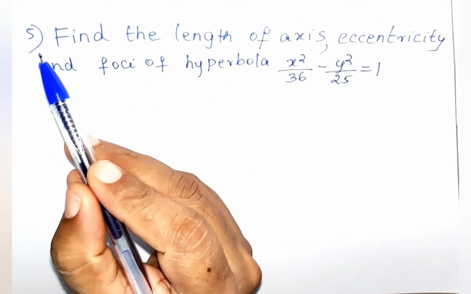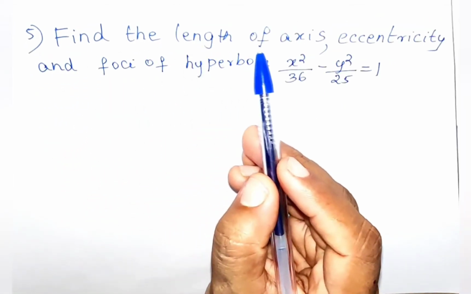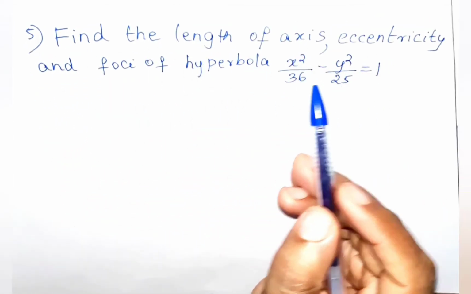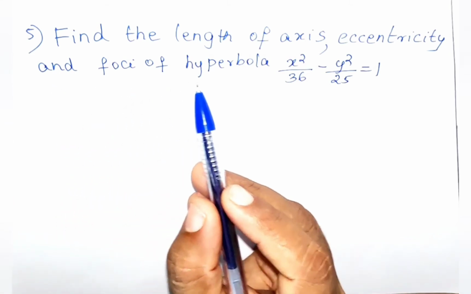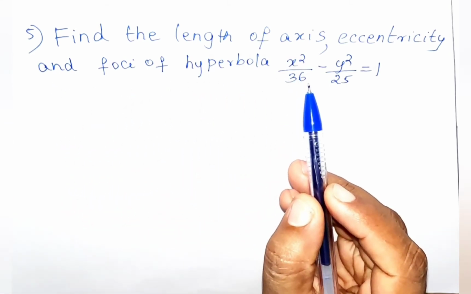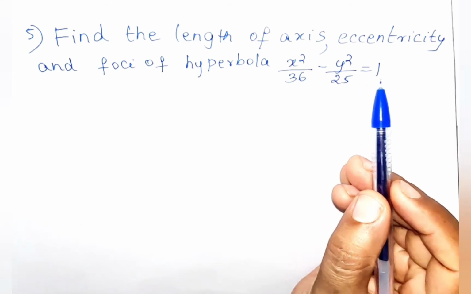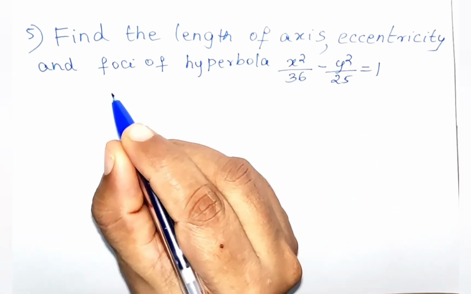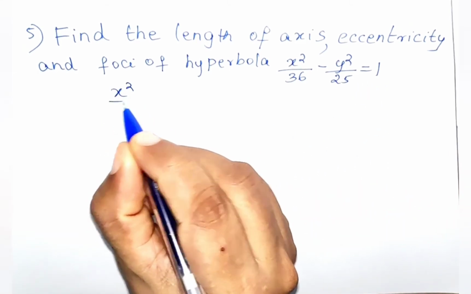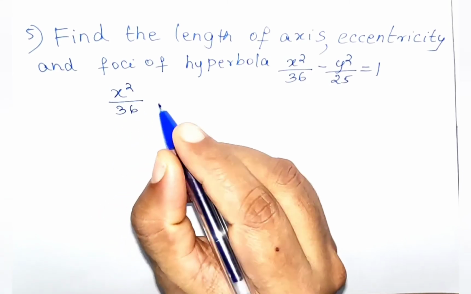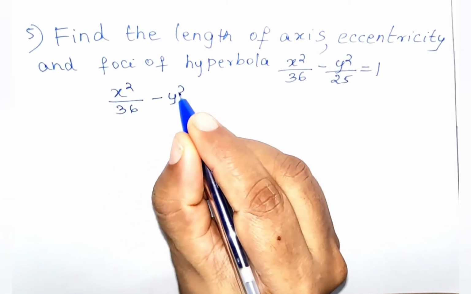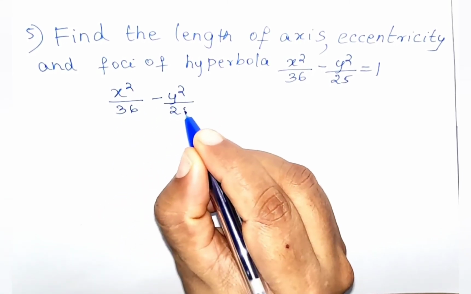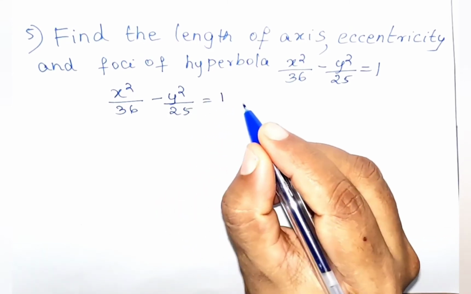Now let us solve the fifth question. Find the length of the axis, eccentricity and foci of the hyperbola x square by 36 minus y square by 25 is equal to 1. Let us first write the given equation. The given equation is x square by 36 minus y square by 25 is equal to 1.